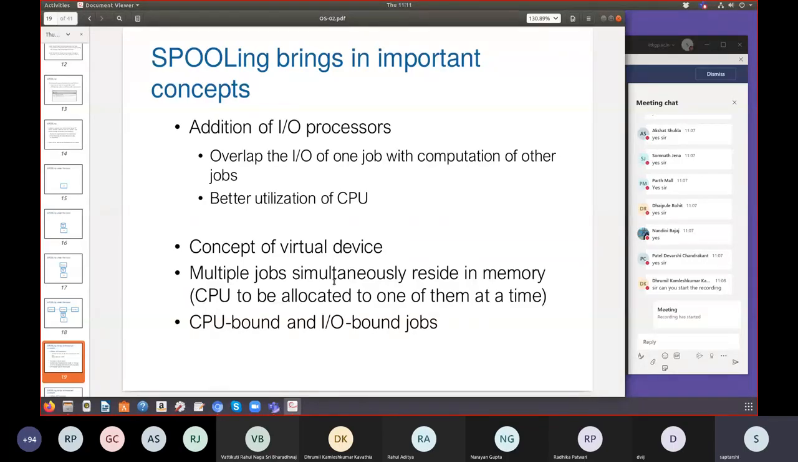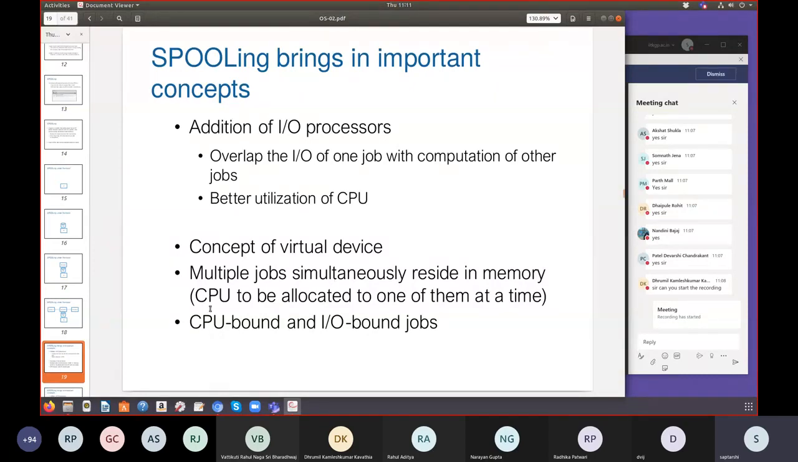Again, this is why we are discussing the history. The different advancements are telling you the different requirements for building a modern system today. So the concept of virtual device, the concept of multiple jobs simultaneously residing in the memory, and the concept of I/O processors, all these will help us in building modern systems.